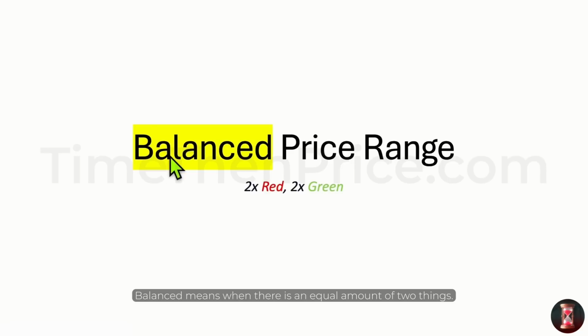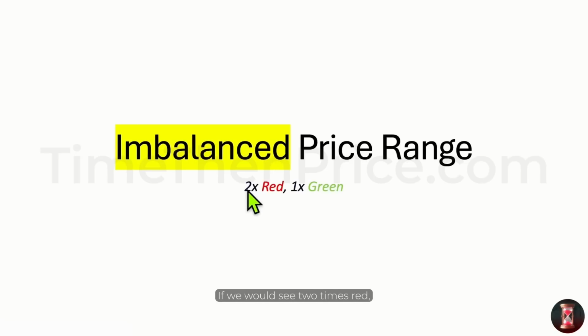Balanced means when there's an equal amount of two things. In this case, 2 times red and 2 times green. If there would be less red or less green, it would mean that there would be an imbalanced price range. Let me show you. If we would see 2 times red, but only once green, this price range would be imbalanced, meaning there's more red than there's green.